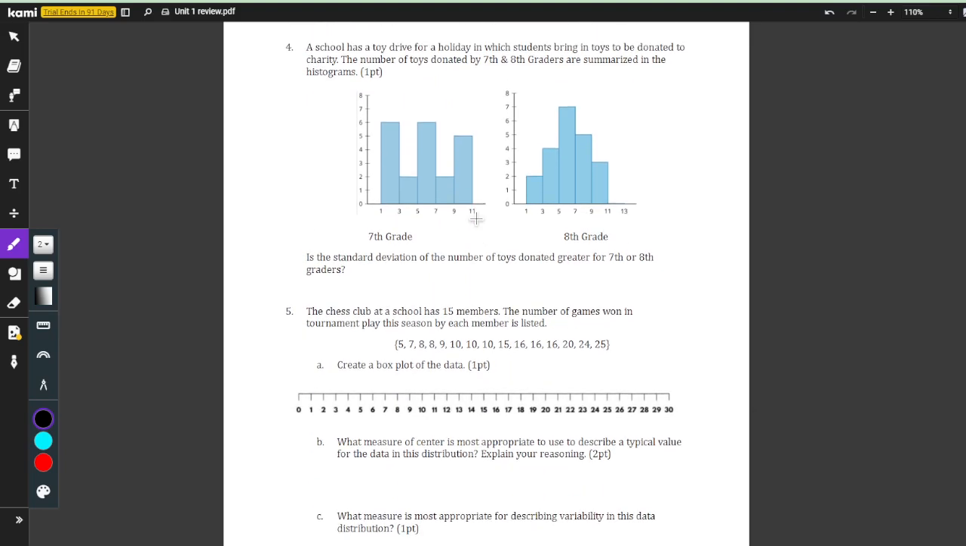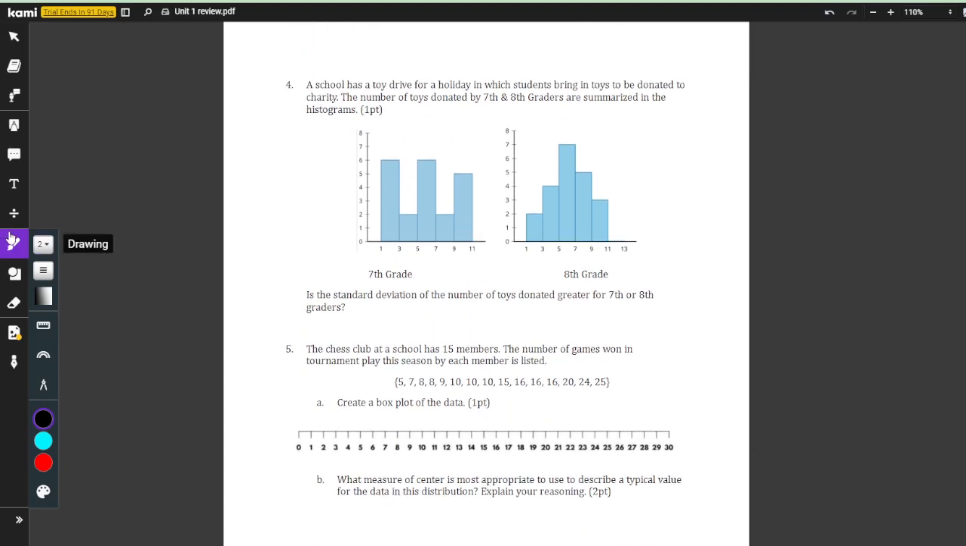Moving right along to this, we have a histogram plot. Our histogram plot is going to show us what we need to do. So a school has a toy drive for the holidays in which students bring in toys to donate to charity. The number of toys donated by 7th and 8th graders is summarized here and here. Looks like our median and mean are about the middle. Median and mean are the same. It's about 6 and 6. So our mean and median is the same.